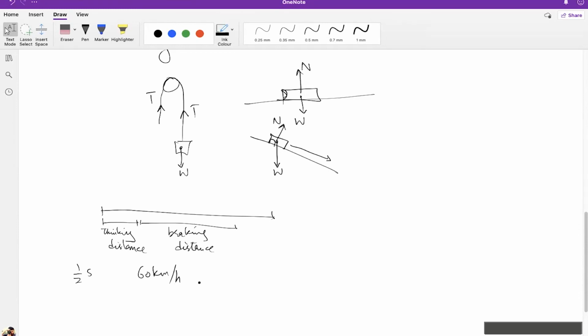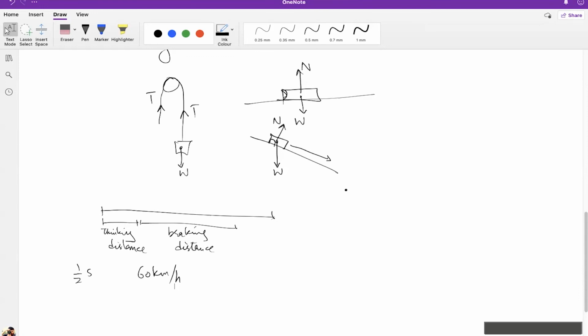Sir, can I speak? Yeah, sure, of course. So multiply 60 by 1,000 over 3,600. And why are you doing that? To convert it into meters per second. But why those particular numbers, 1,000 and 3,600? There's 1,000 meters in 1 kilometer, 3,600 seconds in 1 hour. Very good, very good.